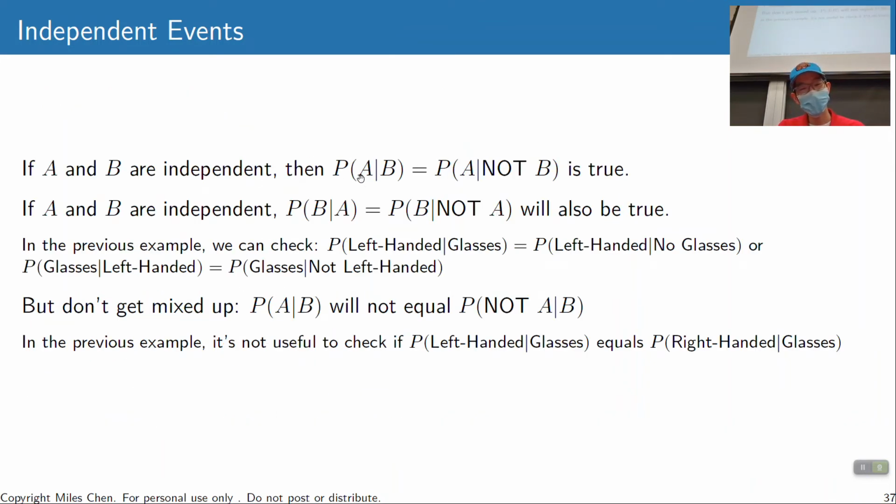So if they're independent, the probability of A given B is equal to the probability of A given not B. If they're independent, you can swap letters. In this case, the probability of B given A will also be equal to the probability of B given not A. So both of these statements will be true. But don't get these mixed up. The probability of A given B will not equal the probability of not A given B. And the probability of A given B will not equal the probability of B given A.